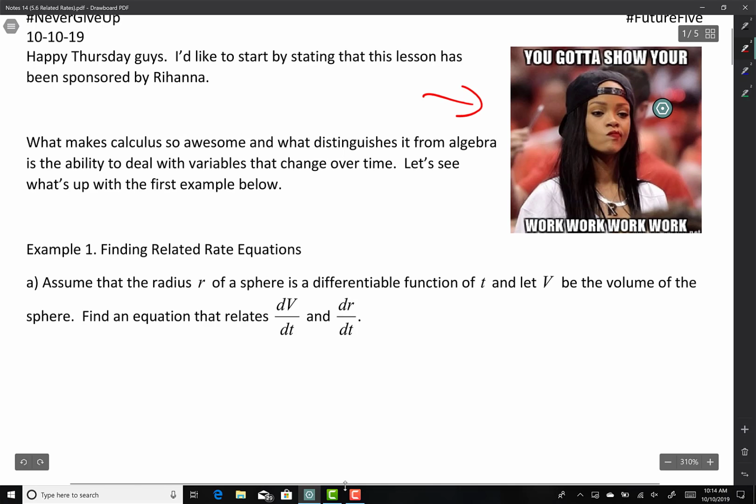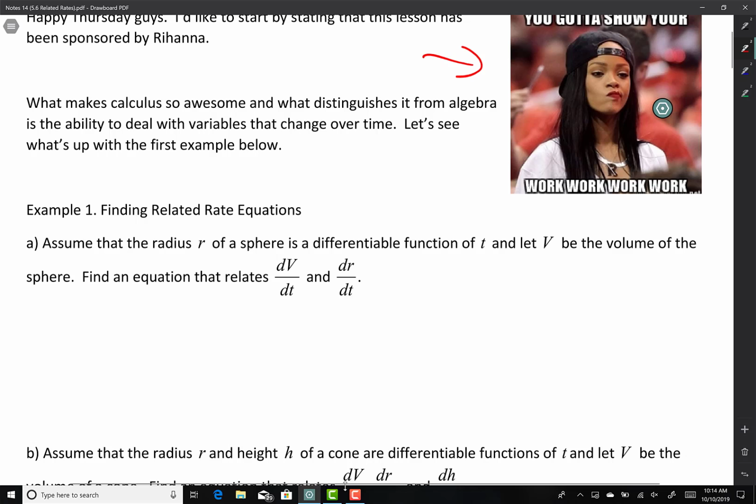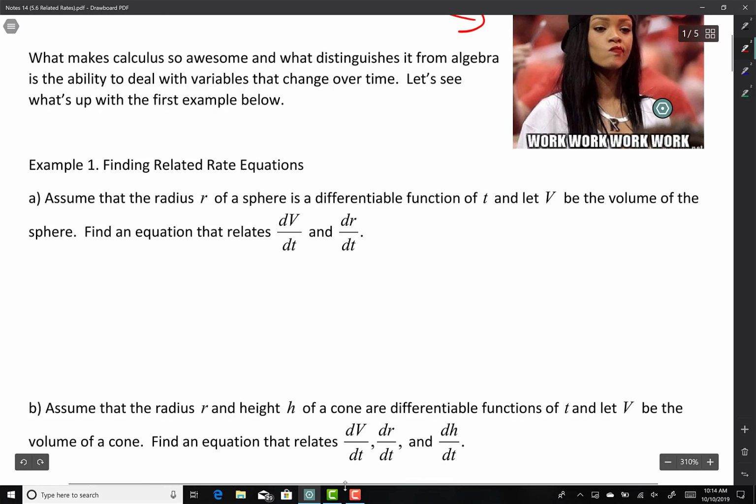Okay, let's just get back to business. This is very similar to implicit differentiation, guys. It's almost the same, really. All we're doing now is we're just taking derivatives with respect to time. That's it. That's the only difference. So let's go right into it.